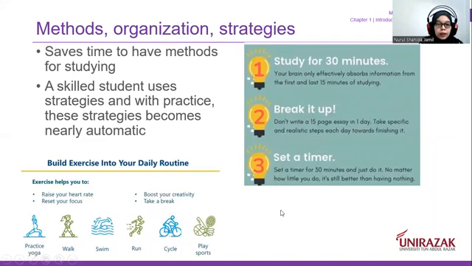These strategies become nearly automatic. Okay, I'll give some tips. Study for 30 minutes. Your brain only effectively absorbs information from the first and last 15 minutes of study. This is the reason why I give you this advice. Just put one hour for study. It's okay, because you only effectively absorb information a few times and it lasts for just 15 minutes.